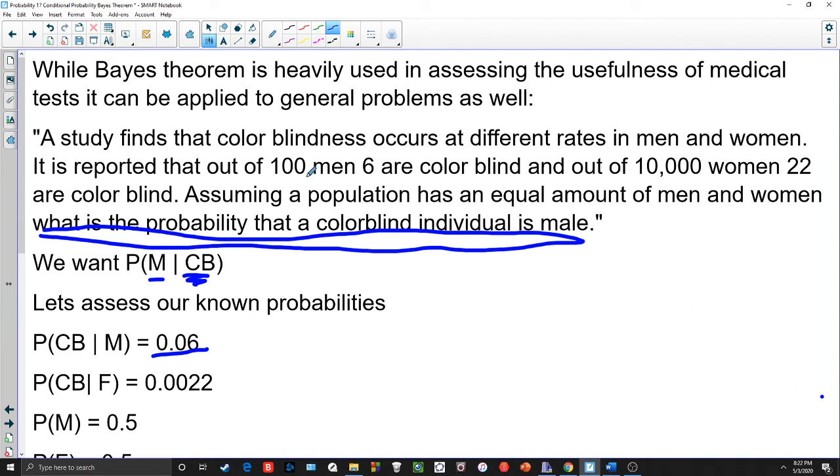6 out of every 100 is what it means there. It also says that 22 out of every 10,000 women are colorblind. So that means that if you're colorblind, given you're a female, there's not a 22% but a 0.22% chance. So if you're female, 0.22% chance that you're colorblind. Knowing how these are written in math terms is a key thing there.